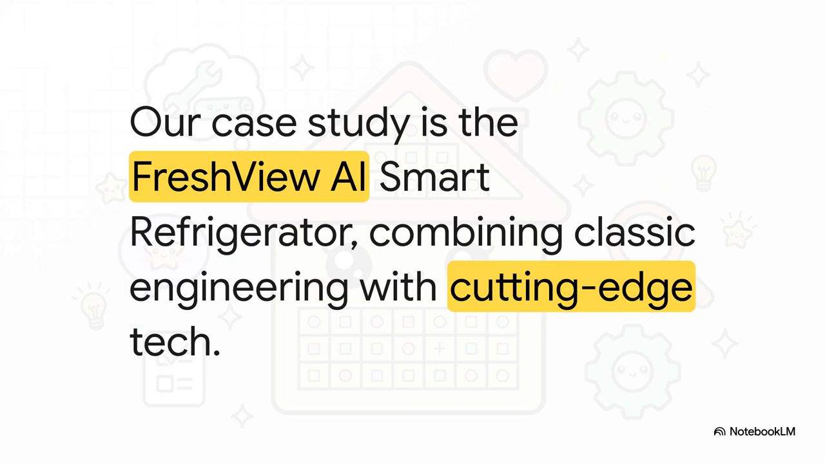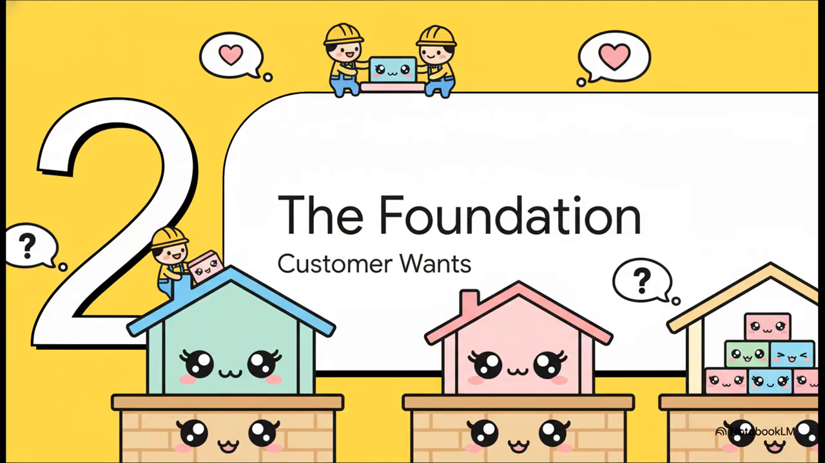To make this whole thing less abstract, we're going to build a house together for a made-up product. Let's call it the FreshView AI Smart Refrigerator. It's a perfect example because it mixes that classic fundamental engineering with some really cutting-edge tech. All right, so just like any real house, you've got to start with a rock-solid foundation. And for us, that foundation is getting a really deep understanding of what our customer actually wants. Honestly, if you mess this part up, the whole house will fall down.